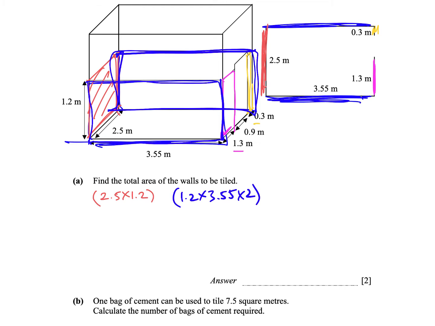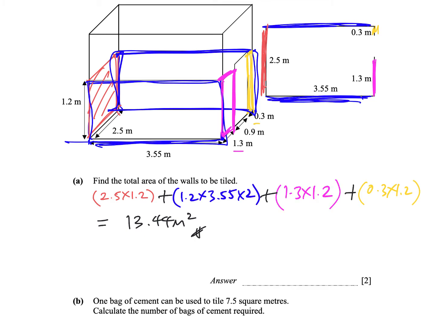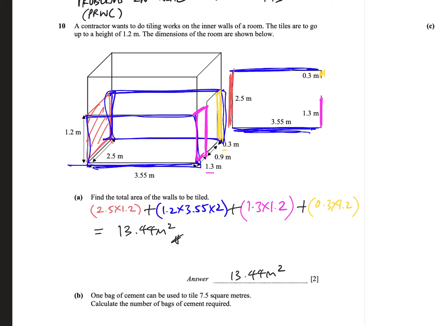Then we have the pink side, with 1.3 over here, so 1.3 multiplied by 1.2. And finally this side, which is 0.3 multiplied by 1.2. These are all the separate areas, and the total area is what we get when we add all of them up. Once you add them up, this gives you 13.44 meters square. And there you have it, the total area of the walls to be tiled.